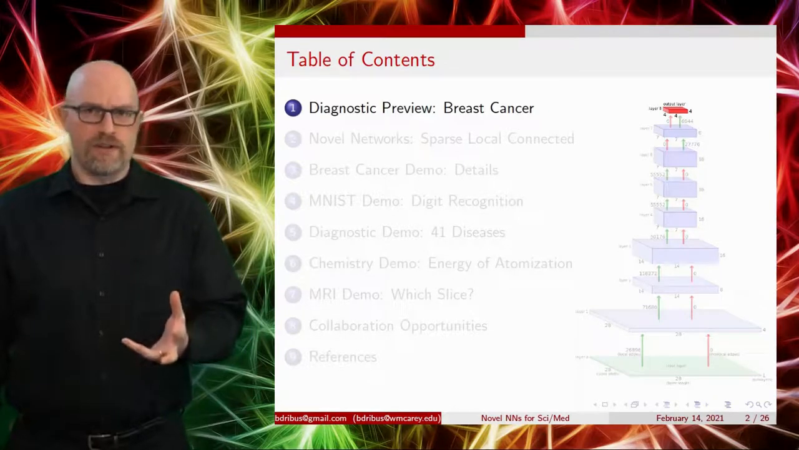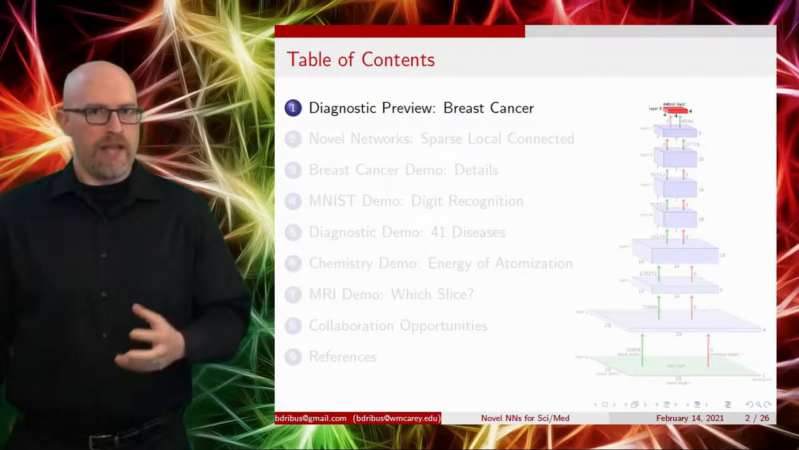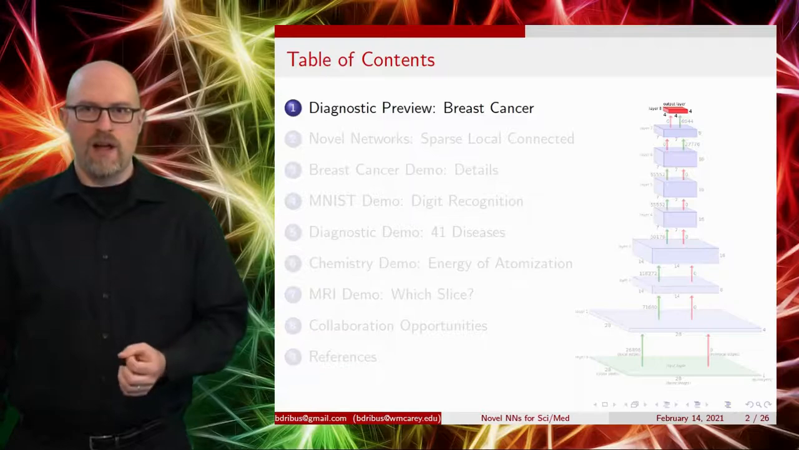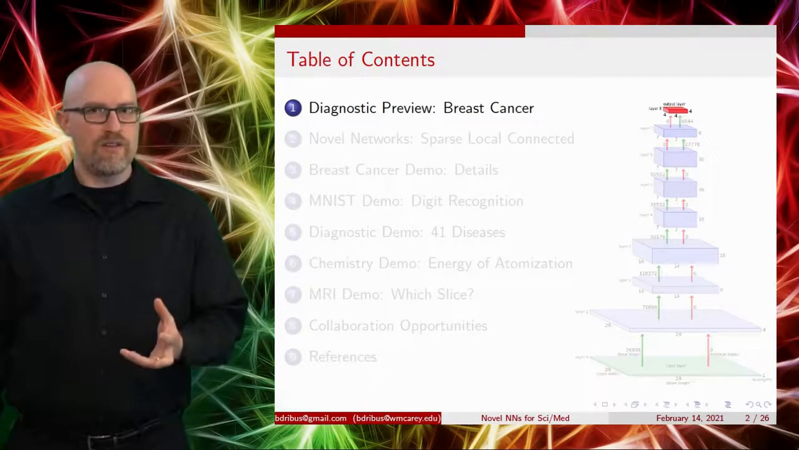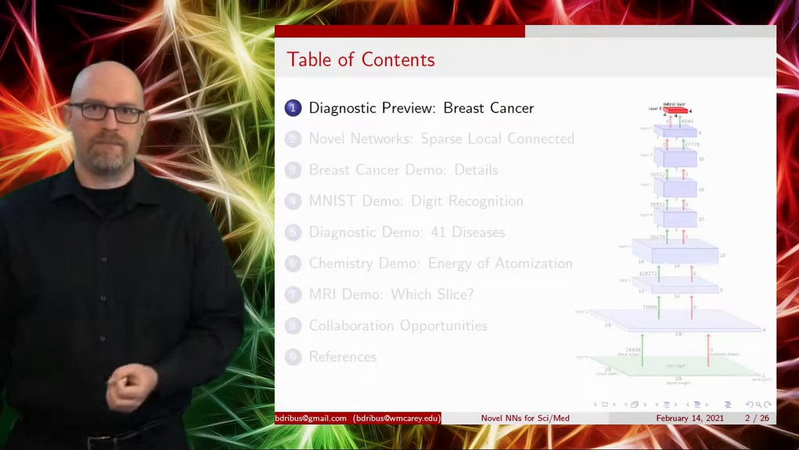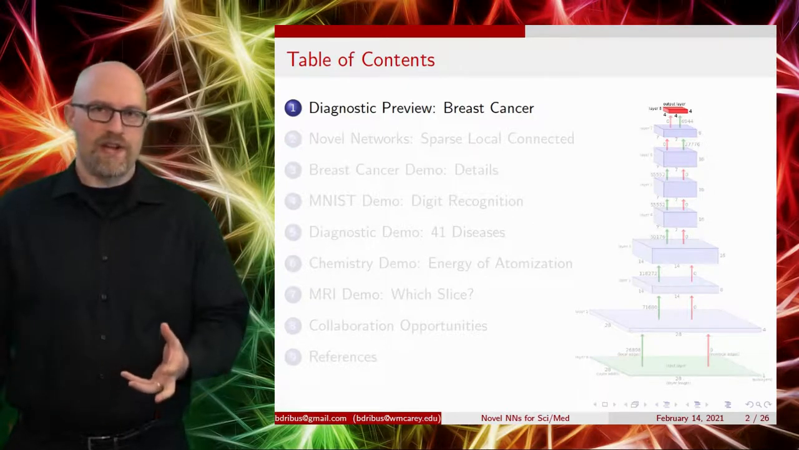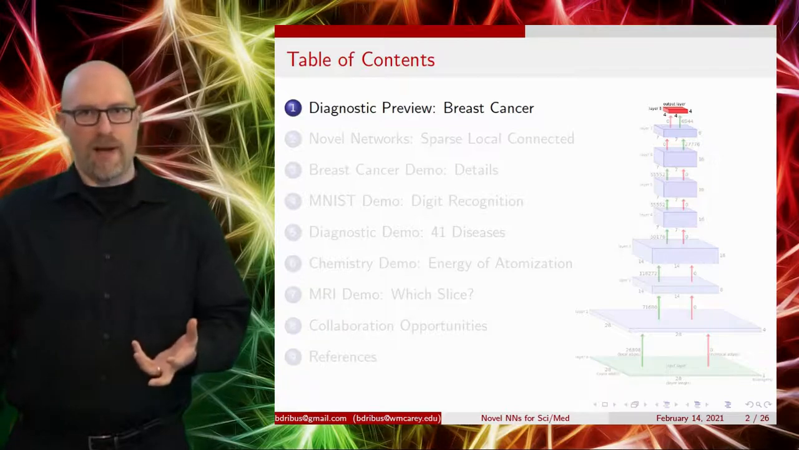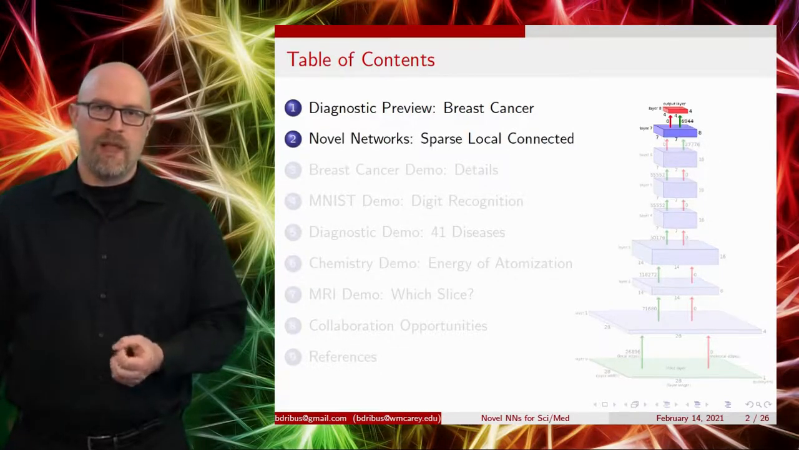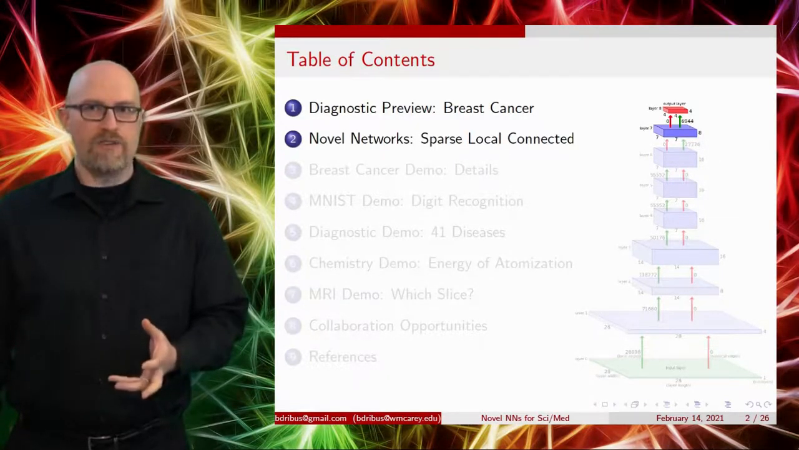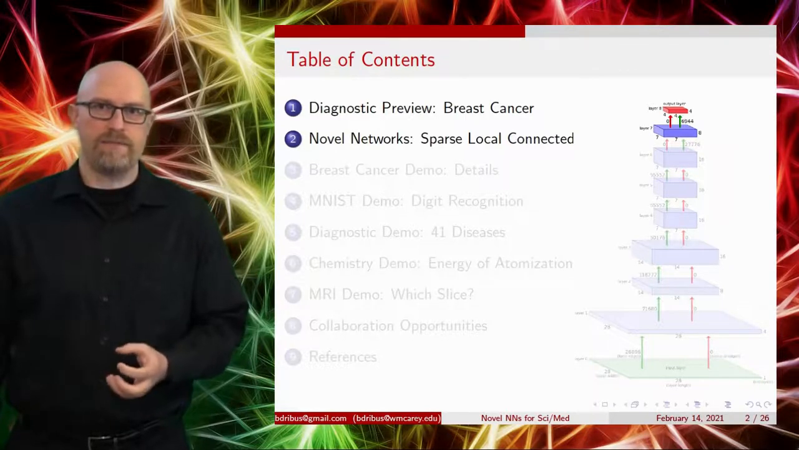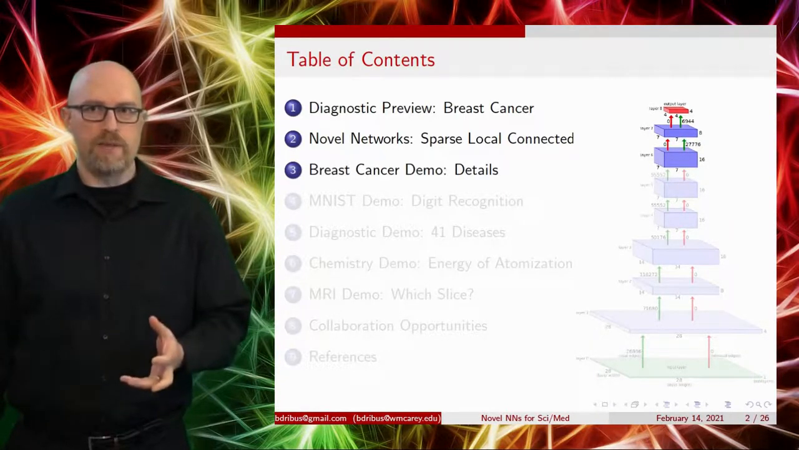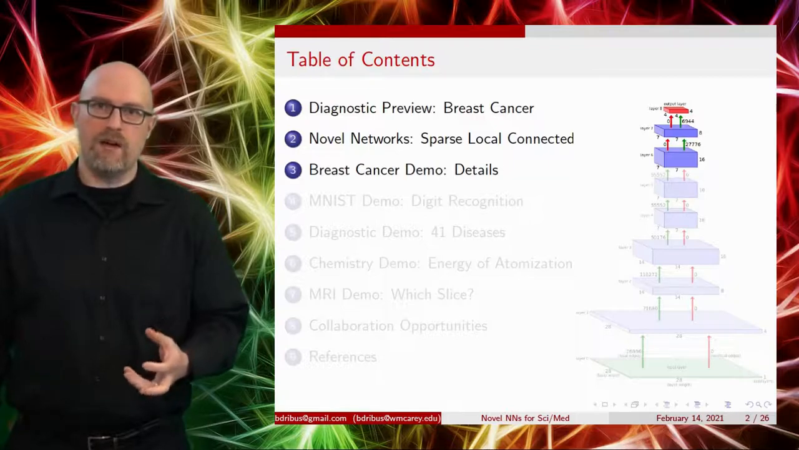Now, before further exploring what we just saw, here are the topics for the video series. All of these can be done on a single ordinary CPU core. This first video demonstrates construction and training of a novel neural network and introduces my collaboration interests. Video 2 will explain novel network architectures graphically. Video 3 will examine the breast cancer problem in more detail.